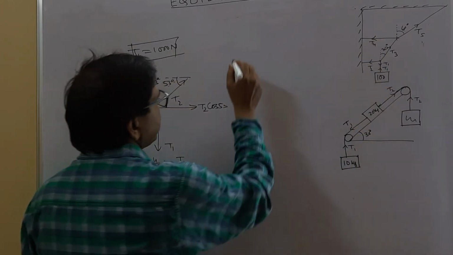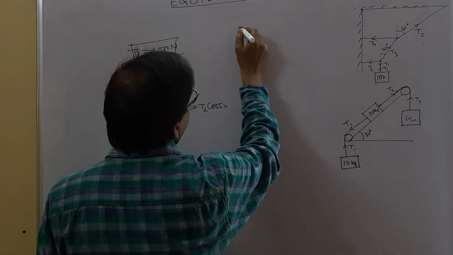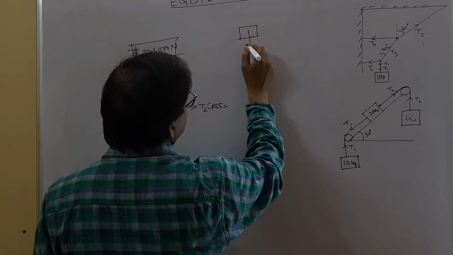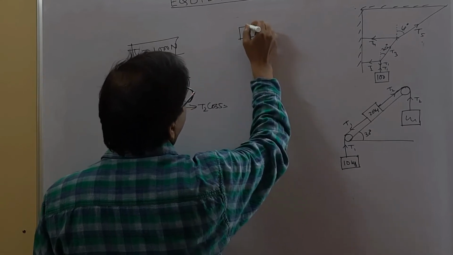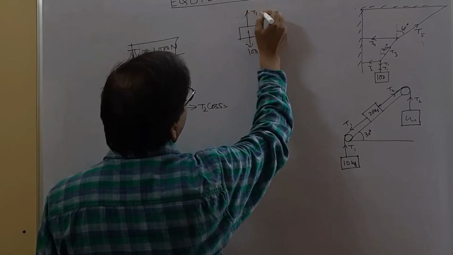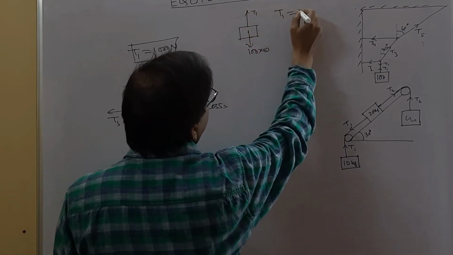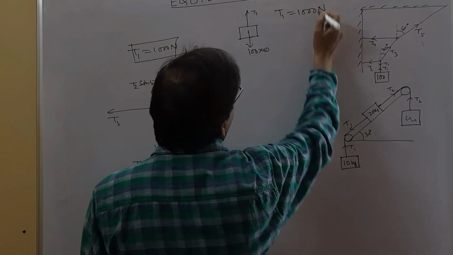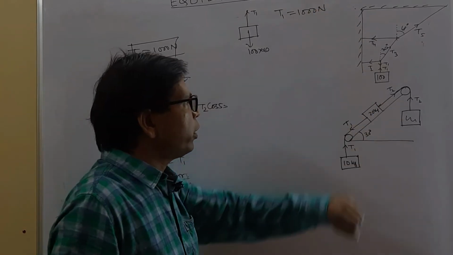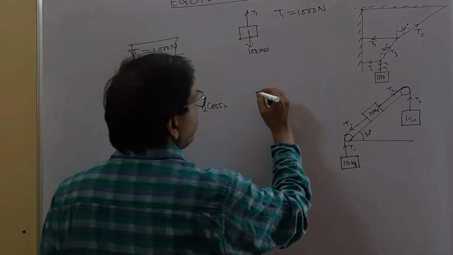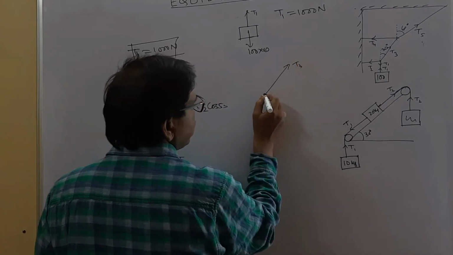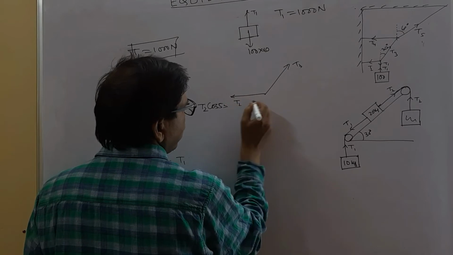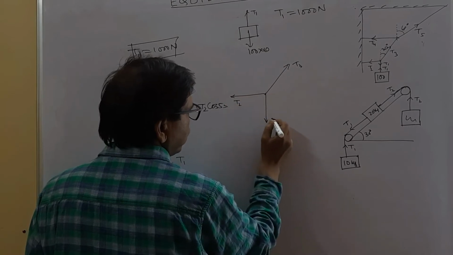Now first of all, the free body diagram of 100 kg. This is 100 into 10 Newton acting downward and T1 upward. So T1 equals 1000 Newton. Okay, forces acting at this point: here the force acting is T3, here along T2, and here along T1.